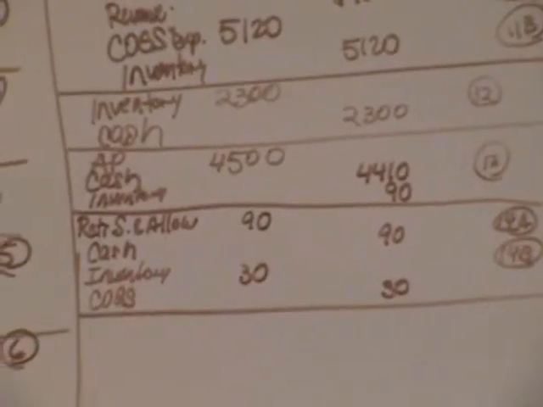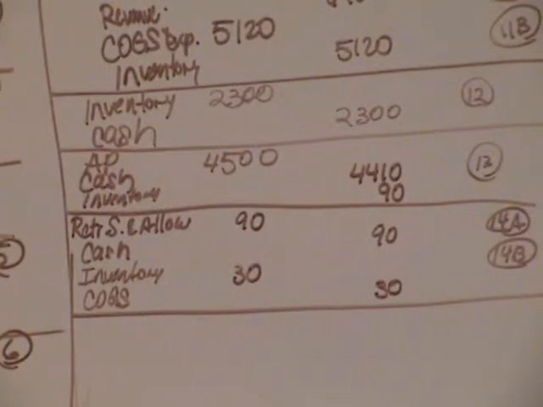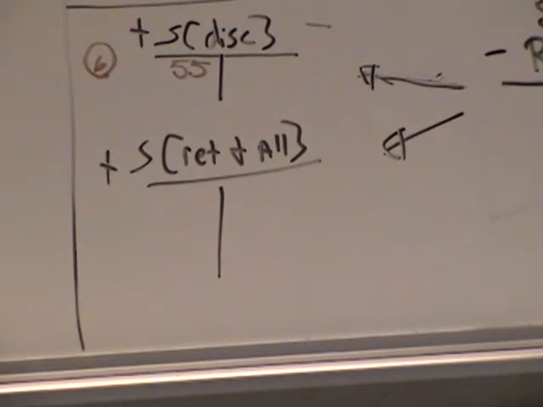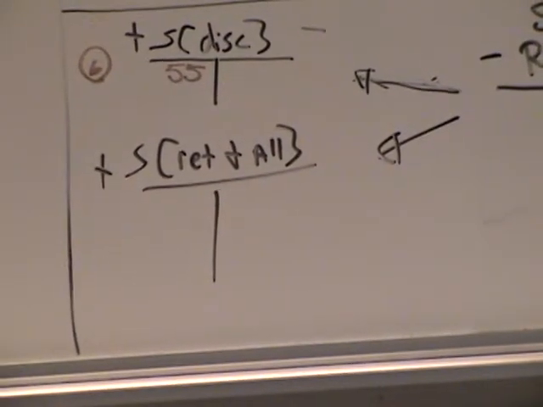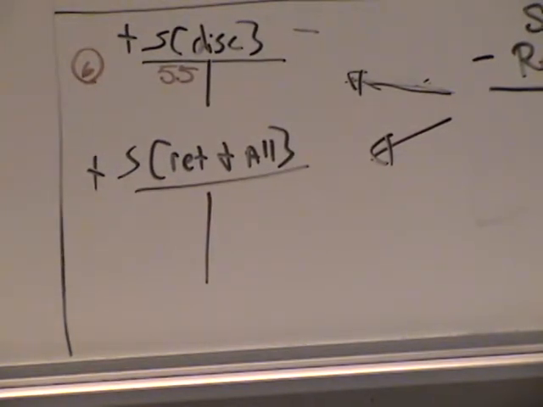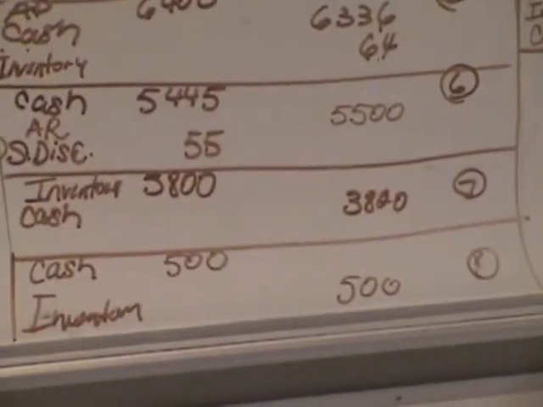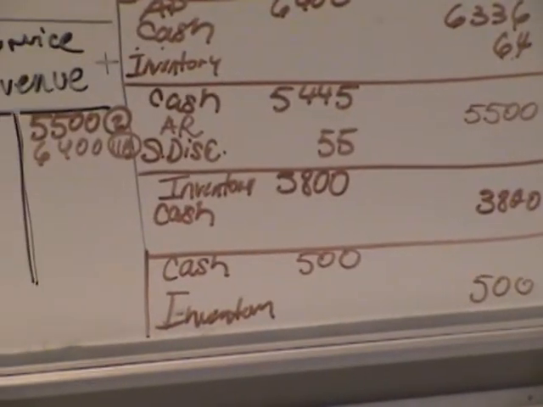But we still reverse entries A and B exactly, except that instead of debiting revenue, we debit a contra account to revenue, called sales returns and allowances, which has the same effect as debiting revenue. Okay, so post up to your T account. Post up to sales returns and allowances, 90. Okay. And then post up to cash, 90.